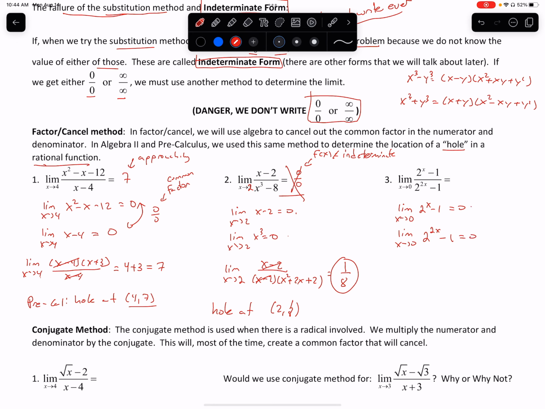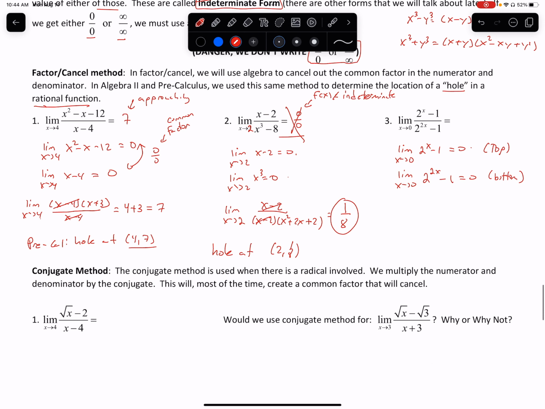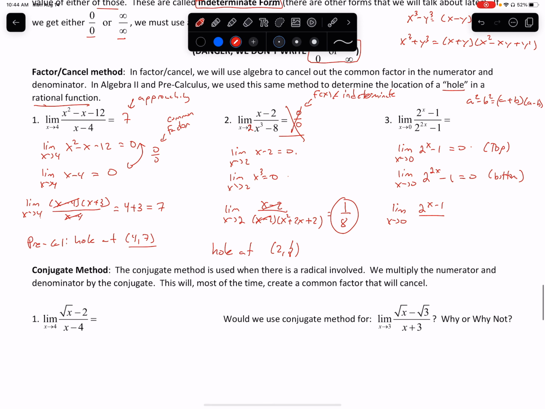Now, I do have 0 on top. There's my top, and there's my bottom. So how do I solve it? Well, I am going to factor. The bottom is a difference of squares. So remember, for difference of squares, a squared minus b squared is a plus b, a minus b, if you need that. So I can factor, rewrite out your limit, 2 to the x minus 1, and on the bottom, minus 1, I'm going to get 2 to the x plus 1, 2 to the x minus 1. And those cancel. Top, I get 1. On the bottom, if I plug in the 0, 2 to the 0 is 1, 1 plus 1 is 2.